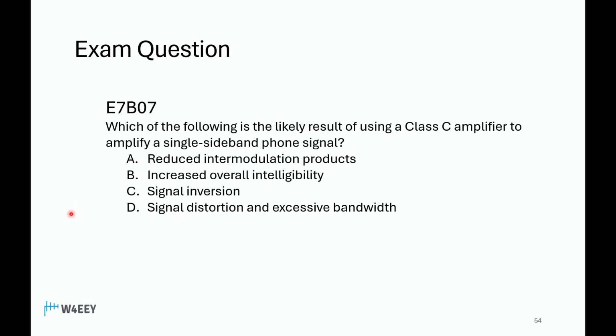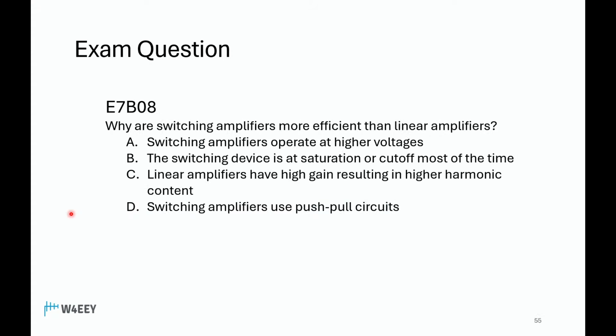Which of the following is the likely result of using a Class C amplifier to amplify a single sideband phone signal? Delta. Yep, signal distortion and excessive bandwidth.